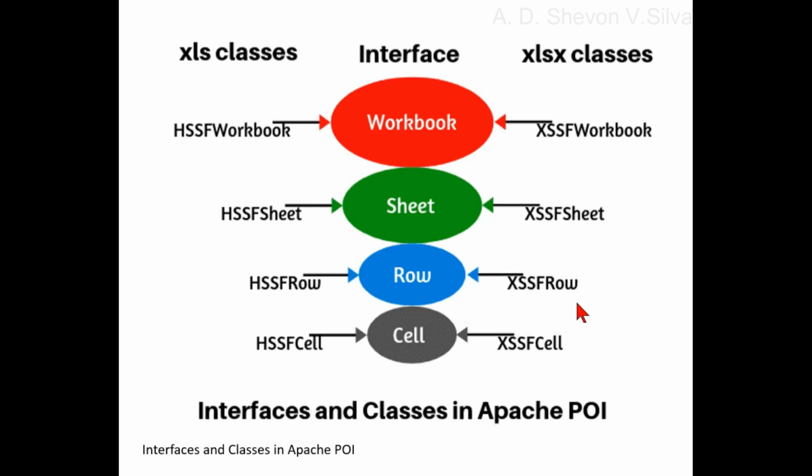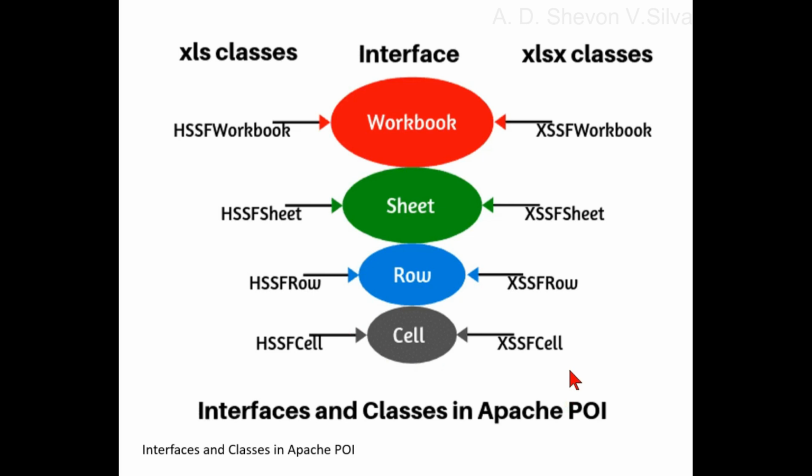XSSFRow. XSSFRow is a class that is represented in the org.apache.poi.xssf.usermodel package and implements the Row interface. It is used to create rows in a spreadsheet of an Excel XLSX file. HSSFRow is a class which is represented in the org.apache.poi.hssf.usermodel package and implements the Row interface. It is used to create rows in the spreadsheet of an XLS file.